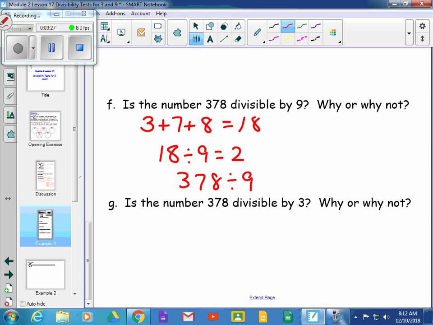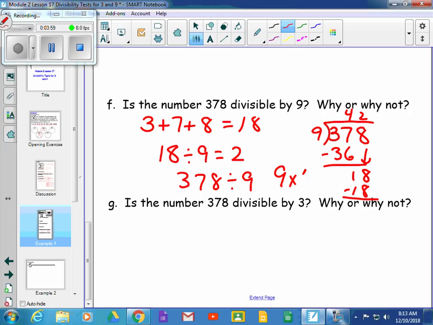If we were to write 378 as a product of 9 and another number, we first have to figure out what the other number is. We could divide 378 by 9. Goes in there 4 times. We get 42. So since 378 is divisible by 9, we know 9 is a factor, and then 9 times 42 is a product. That will give us 378.